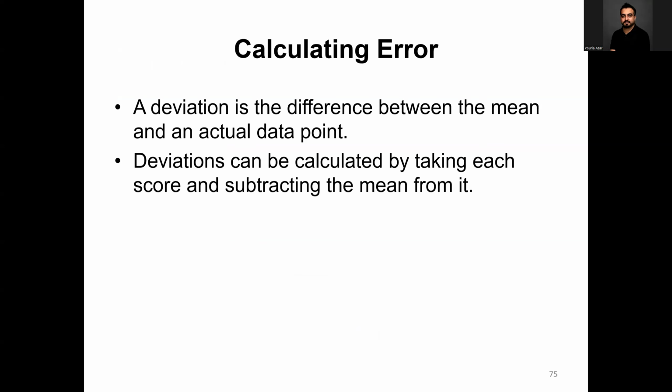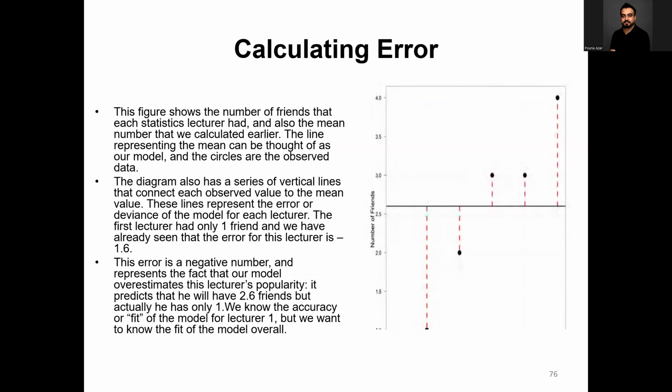Deviations can be calculated by taking each score and subtracting the mean from it. So here, the black horizontal line is the mean, and those blue dots are our data points. The red dashed lines are the differences between observed data points and the mean. So those red dashed lines are errors.